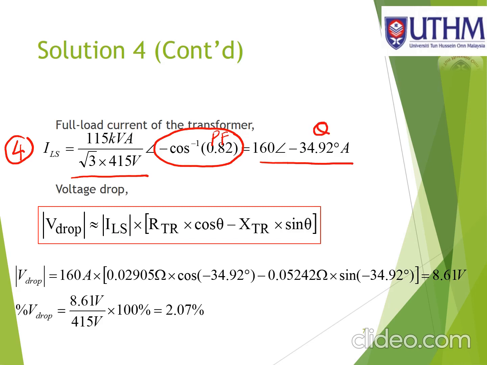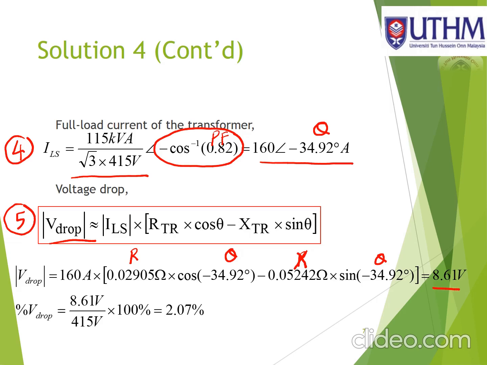Step number 5, put all the values in the voltage drop formula. This one is R, this one is theta, this one is R, this one is the X value, and this one is theta. So we get the value of voltage drop as 8.61 volt.